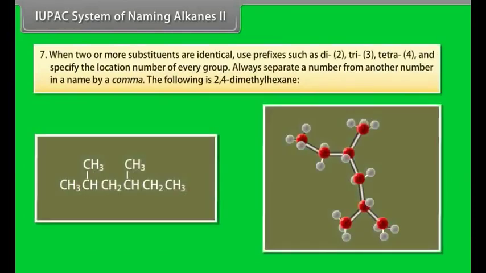When two or more substituents are identical, use prefixes such as di for 2, tri for 3, tetra for 4, and specify the location of every group. Always separate a number from another number in a name by a comma. The following is 2,4-dimethylhexane.